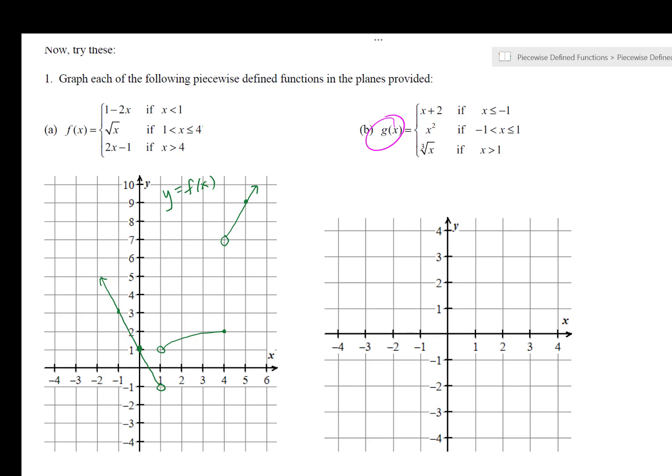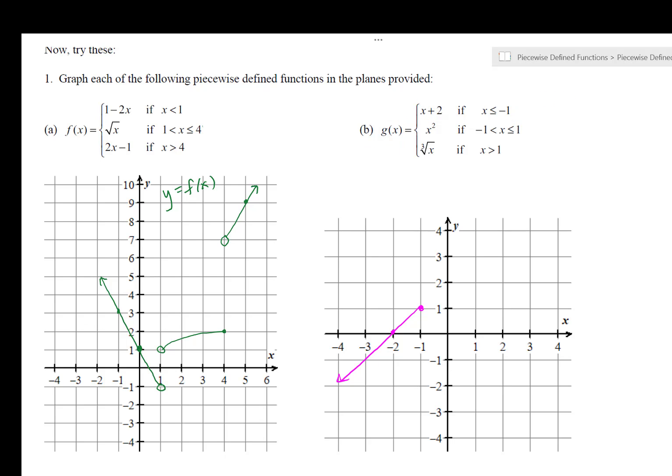So for the line x plus 2 equals y, I know for that rule that if x was negative 1, negative 1 plus 2 is 1. And hence, I go to negative 1, and the output is 1. If x was negative 2, then the output would be 0. We get the line x plus 2 for values of x less than or equal to negative 1. The place where we're changing rules, x is negative 1, we obtain that value at that dot, because that's where it's defined to be.